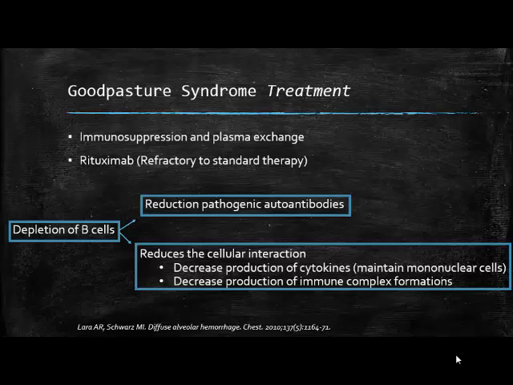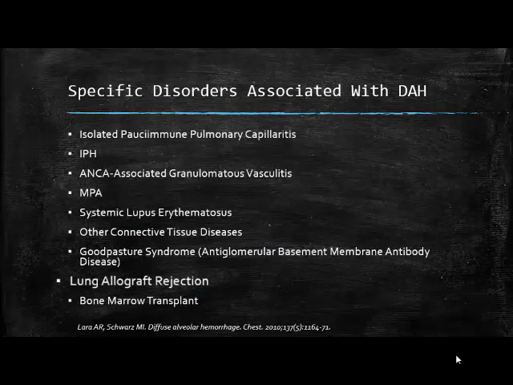How does rituximab work? It works in two ways. It reduces the production of the antibodies, and it reduces the cellular interaction. Why is that important? Because reduction of the cellular interaction leads to a decrease in the production of the cytokines, as well as decreased production of the immune complex formations. Plasma exchange, as you know why.